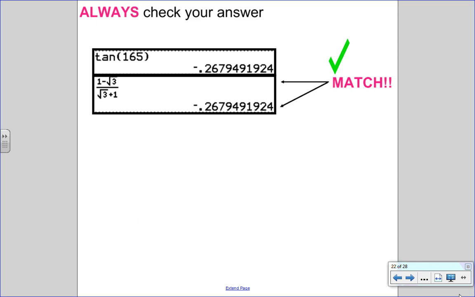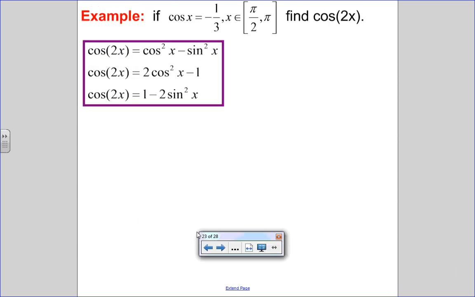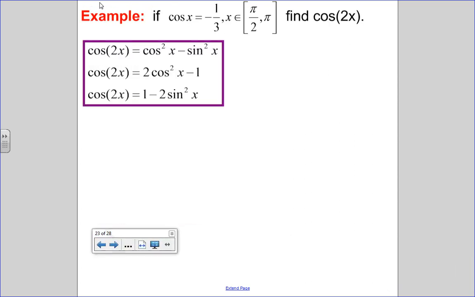Okay, so I just want to switch gears a little bit and try this question here. We're going to use this information and answer 3 questions. We have cos of x equals negative 1/3, where x is in between pi over 2 and pi. So really, that just means quadrant number 2. And they want us to find cos of 2x.